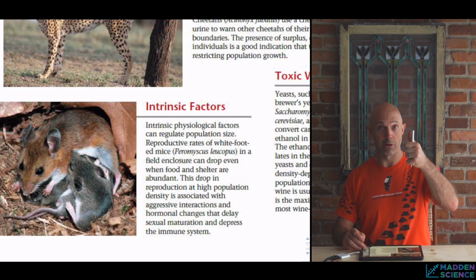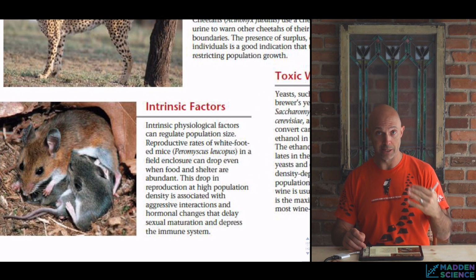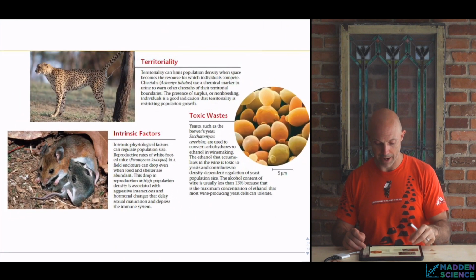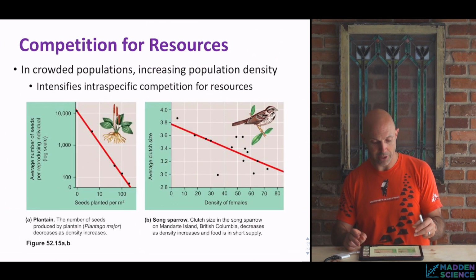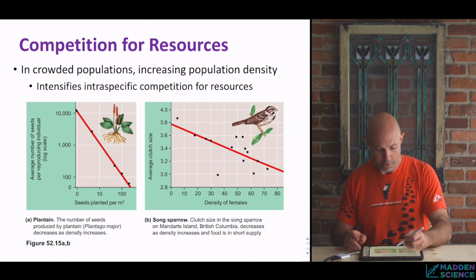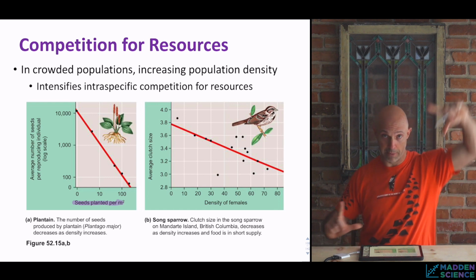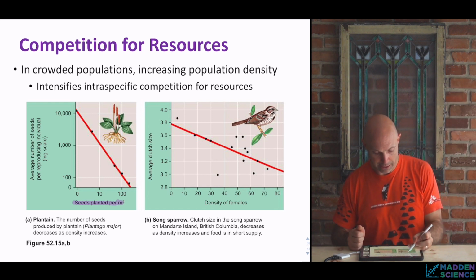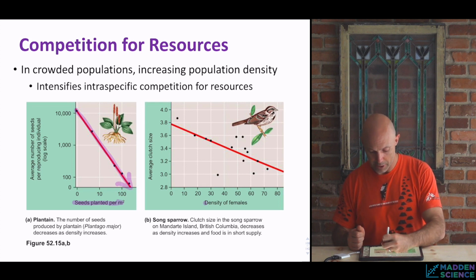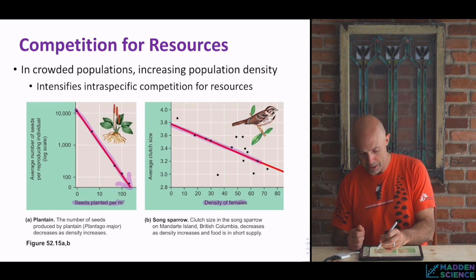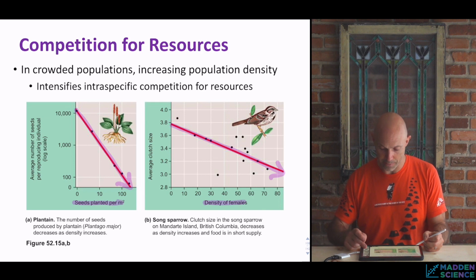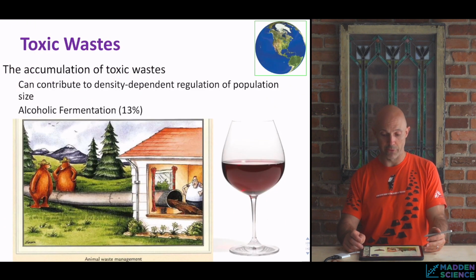So as density goes up, they would naturally, instinctually decrease birth rate. And then also toxic waste. You can see some of those intrinsic factors coming into play here with plantains. So as the number of seeds per square meter goes up, you'll have a decrease in the productivity of those plantains. Similarly, for the density of females, as that goes up, you would have a decrease in the average clutch size. And toxic waste can also contribute.